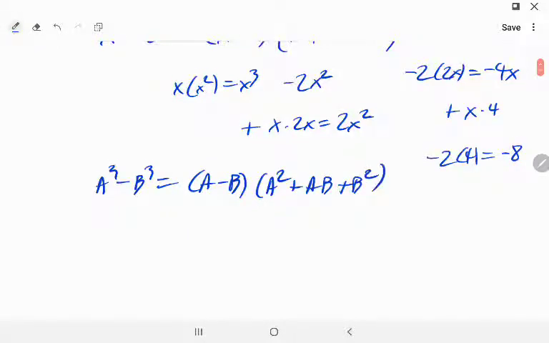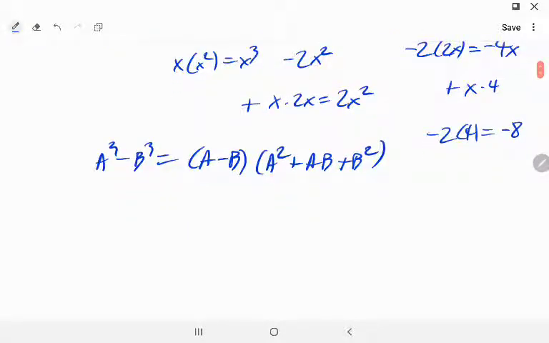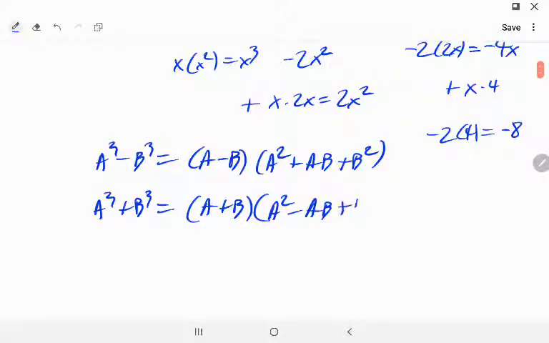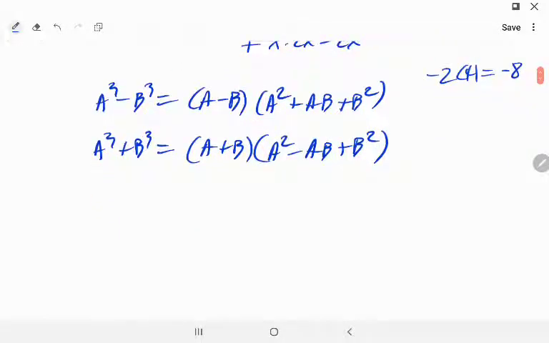And a neat quirk of that is that if you replace b with negative b, we would wind up getting a cubed plus b cubed equals the quantity a plus b times the quantity a squared minus ab plus b squared. So you notice we can't factor x squared plus y squared, but we can factor a cubed plus b cubed. And so we'll just do a couple examples of that.